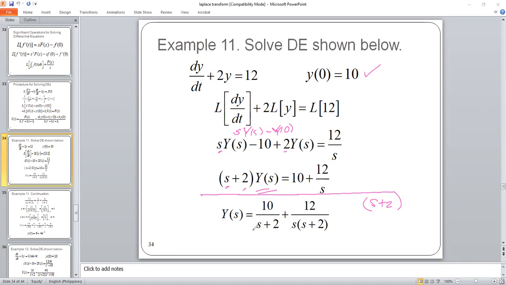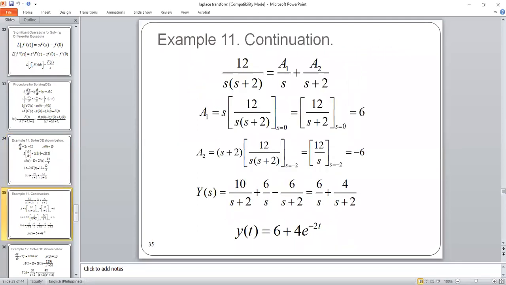Now this one is invertible. This one will use the method of partial fractions. So if you use the method of partial fractions here, that would be 12 over s times s plus 2. You can have any letter here you want to represent your coefficients. You can interchange these two as well. But we get A1 and A2 based on the techniques discussed already in calculus and in the method of undetermined coefficients. So the value is 6 and -6 for A1 and A2 respectively.